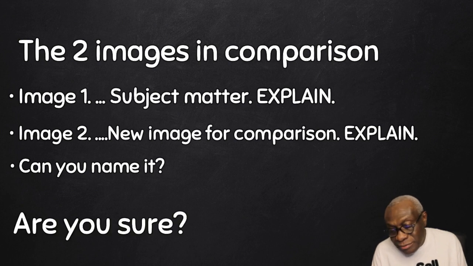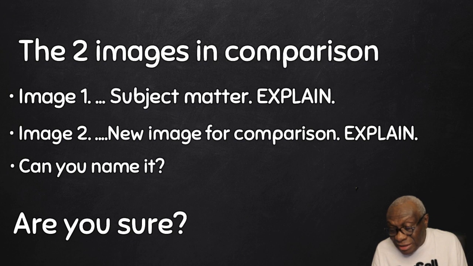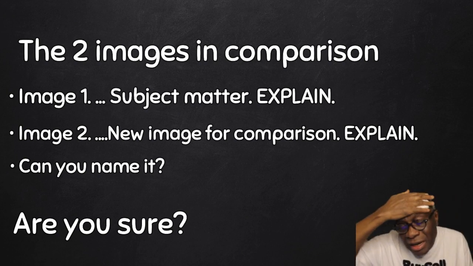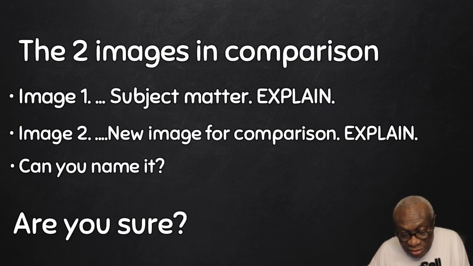Are you sure? Now, whenever you are doing analysis, you know the subject, the writer has got a message. The message is contained in the subject matter of what the whole thing is about. The second image is what image is being compared to that image which the writer has got in mind. We'll see all that in the next slide very, very soon.